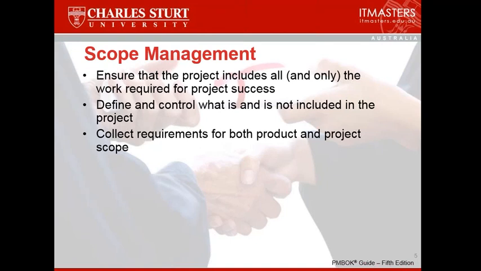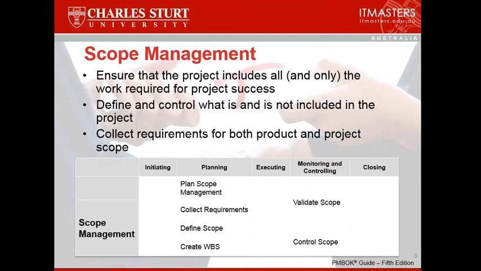So, collecting requirements for both product and project. The product is what the end result, the outcome from the project is, and the project scope is what you produce as you're going through the project. Things like the project management plan, the schedules, everything that the project management team produces to enable the product to be delivered to the end customer. So what's involved in scope management?